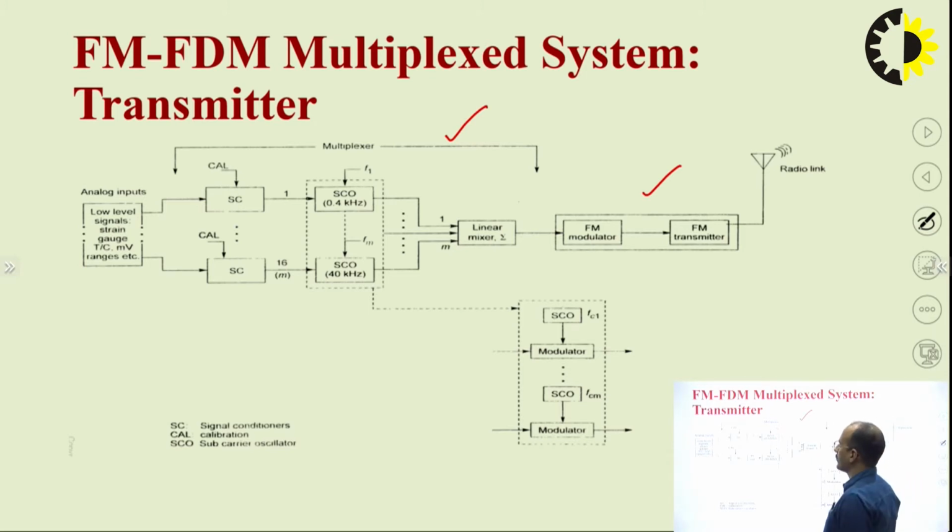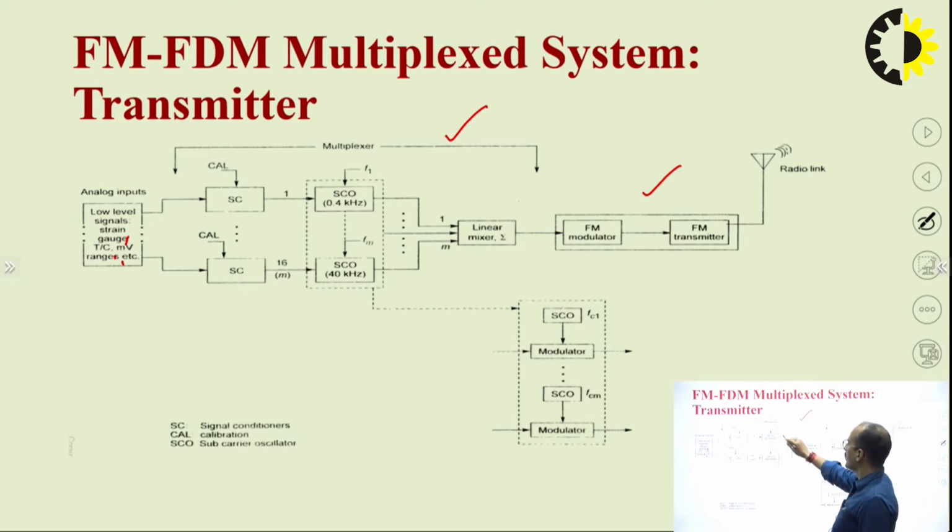You can see here low level signal, strain gauge, temperature comparator, millivolt range. All that means these are the sensors. The sensor inputs are applied to this subcarrier oscillator part. Here you can see that this is a subcarrier, because we are using a calibration and we require a subcarrier frequency to locate the frequency into the desired range of the multiplex signal.